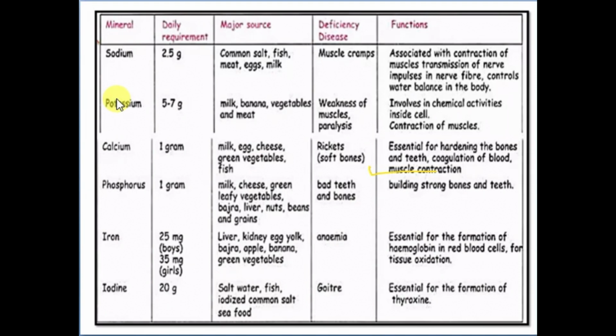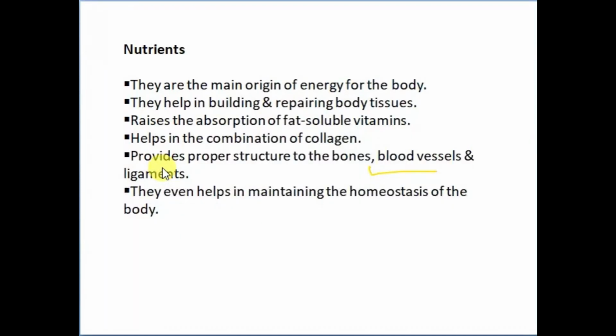So we have discussed the vitamin part, we have discussed the mineral part. Now we'll discuss the nutrient part. So what are nutrients? Nutrients are the main origin of energy in our body. They give us energy. They help in building and repairing of body tissues.